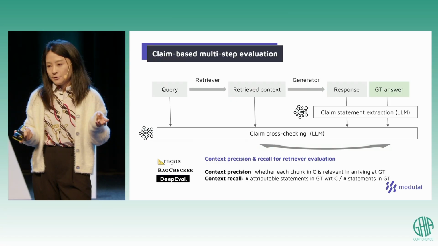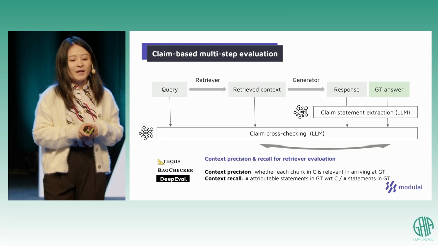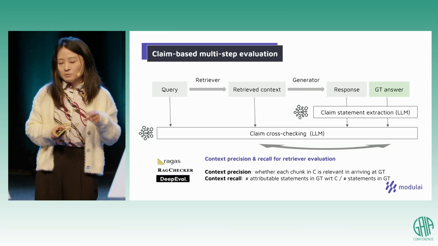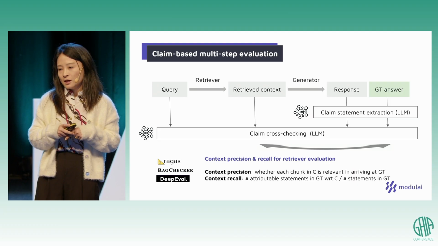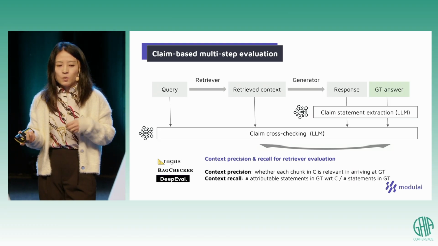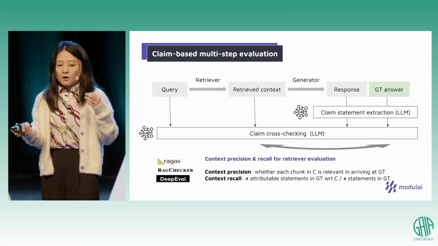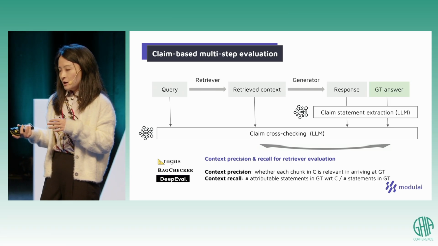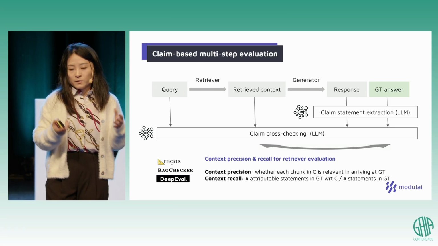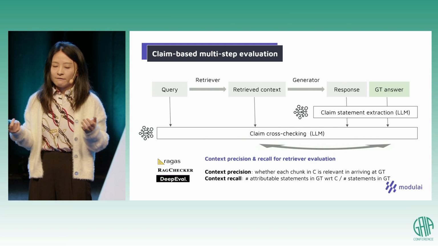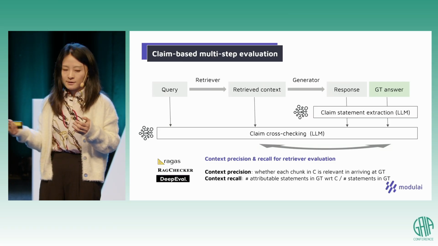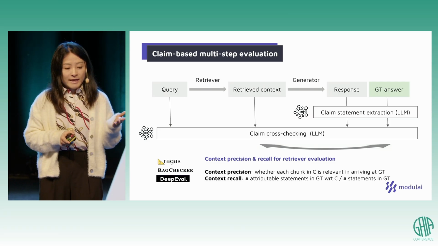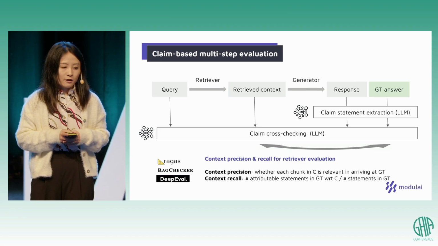And we can also evaluate the performance of the retriever by comparing the claims extracted from the ground truth answer with the retrieved context. So the idea here is that we want to have all claims in the ground truth answer available in the retrieved context, because you want to have a complete retrieved document that can be used to generate the answer later on. And then we can get context precision and recall.